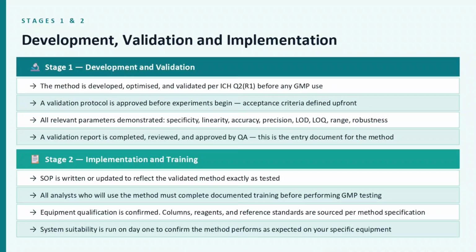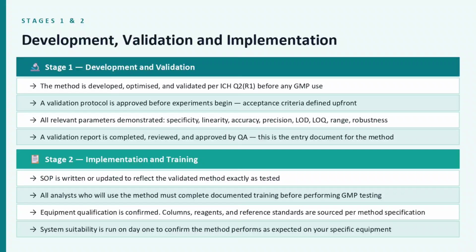Stages 1 and 2. Development, validation, and implementation. In Stage 1, the method is designed and validated before it ever touches a GMP sample. A validation protocol is approved by QA before any experiments begin. This is critical. You define your acceptance criteria before you see the data. That is a data integrity requirement, not a preference. All the relevant parameters are demonstrated as we discussed in Lecture 14. Specificity, linearity, accuracy, precision, and the others required for your method type. Everything is documented in a validation report that QA reviews and approves.